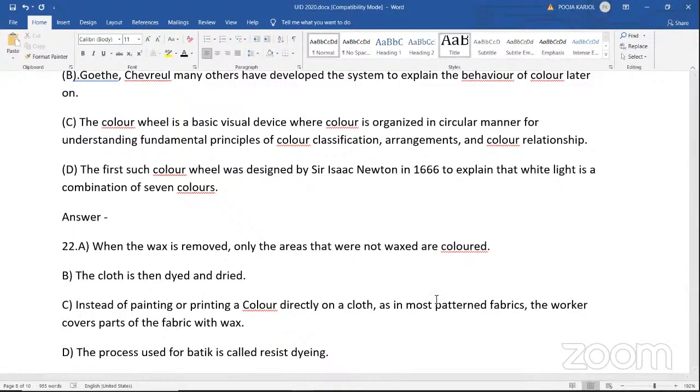This is a similar question to the last one. Try this one. D, C, A, B. Anybody else? Any other answer?